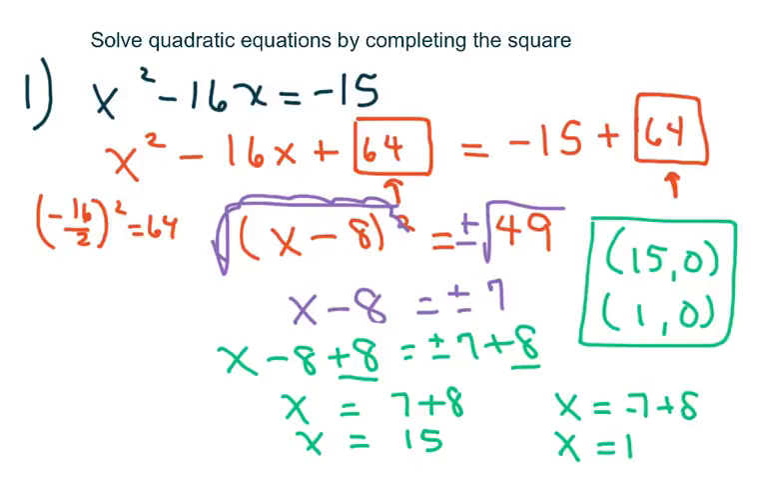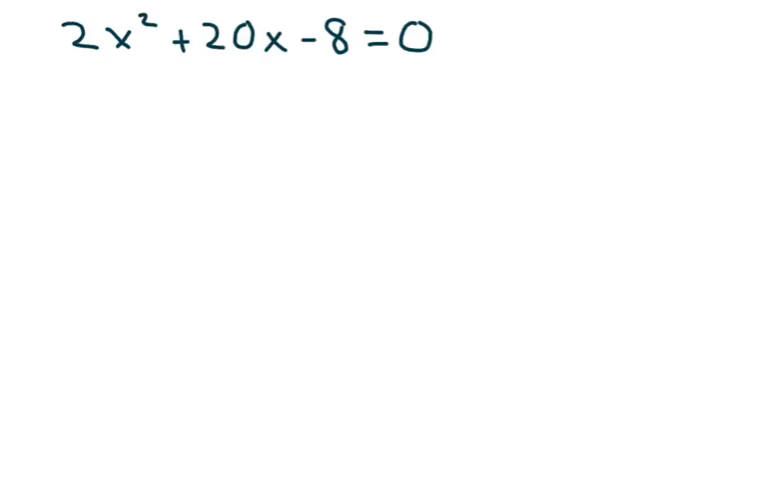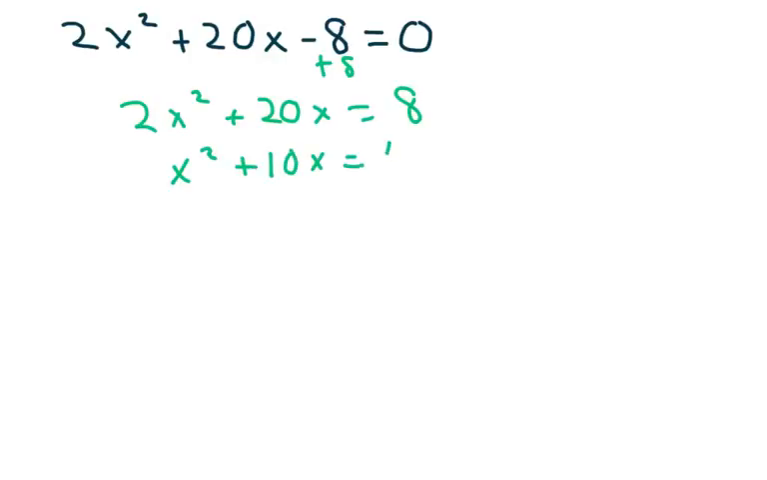And we're going to do probably 6 more. Here's one. The first thing I want to do is go ahead and add 8 to both sides. So I'm going to get 2x squared plus 20x equals 8. I'm going to divide everything by 2 here because it's just a multiple of 2. So I get x squared plus 10x equals 4.